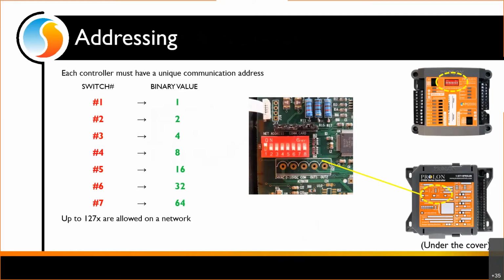And so every possible variation of all these addresses that you could ever come up with is 127 variations. And so that's why we are limited to 127 controllers on a single network. Okay, so that about covers it for the hardware overview. Now I'm going to jump onto my software and we'll start taking a look at some of these configurations.